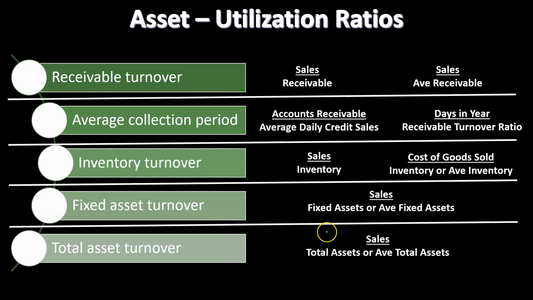Then we have the total asset turnover, which is the sales over the total assets, which you might see as average total assets. Once again, notice total assets is kind of encompassing these other turnovers. So you might hear these called just turns, the turns ratios. You have the total asset turnover, which is kind of encompassing fixed asset turns, inventory turns, receivable turns.